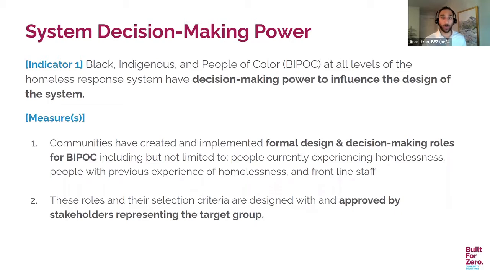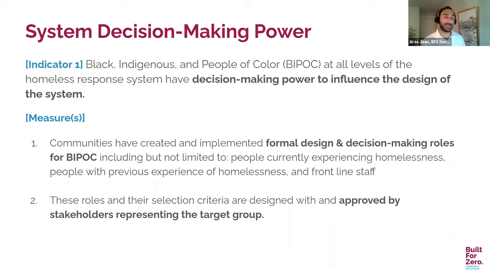I think the indicators feel like the thing that we are pretty committed to at a values and mission level. And then we want to start to lean into how we operationalize this. How do we establish a baseline? How do we measure improvement over time? And that nitty gritty in the weeds work, I think, is where we're going to do a lot of learning and discovery together. So the first one of these indicators is about system decision-making power.